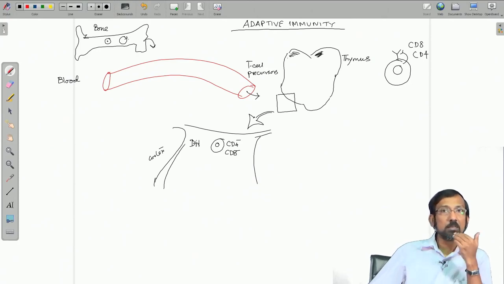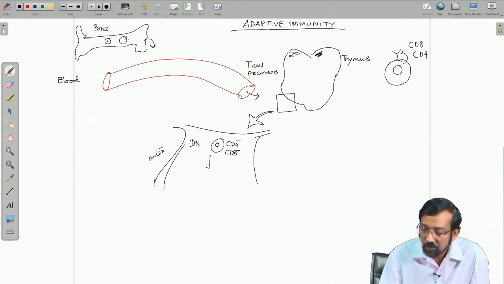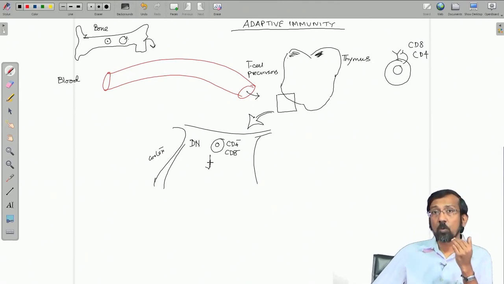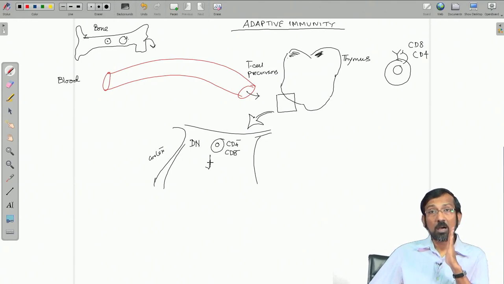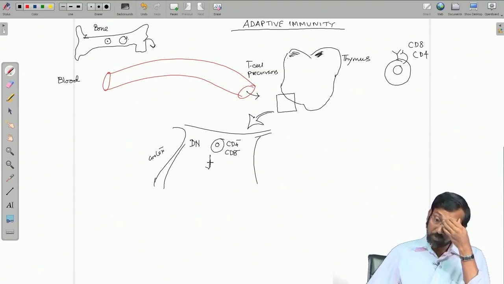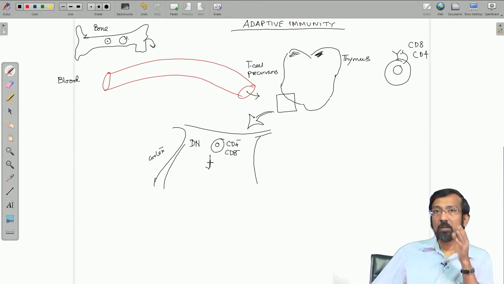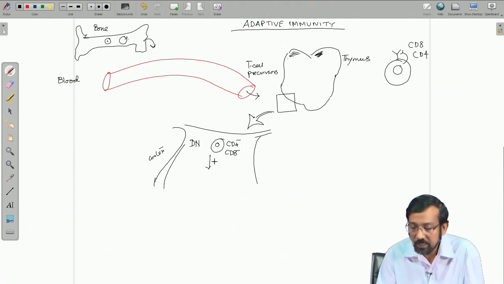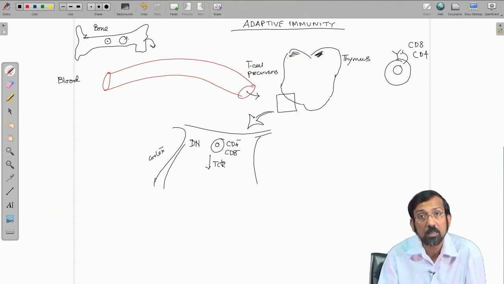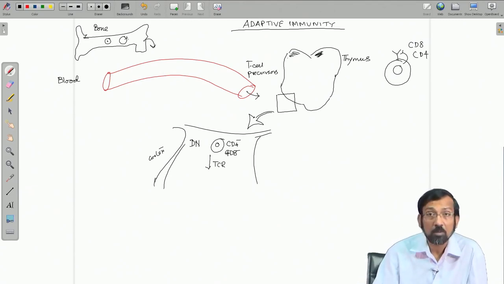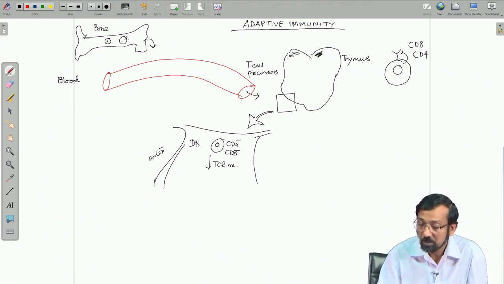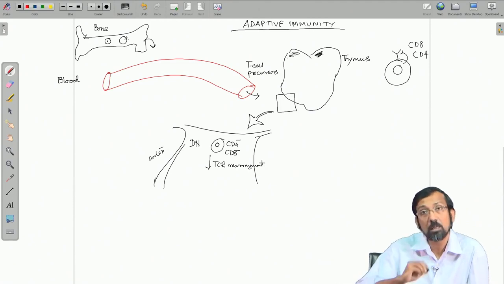The next stage, once they enter the thymus, is that they will start to mature and pass through several double negative stages. We call them double negative 1, double negative 2. That means the cells are still not expressing the CD4 or the CD8 coreceptors on the surface. In the meantime, there is rearrangement of the T cell receptor, TCR. You will be studying T cell receptors and their rearrangements in detail later on. But for the time being, just for your understanding, there is a T cell receptor rearrangement during this double negative stage.